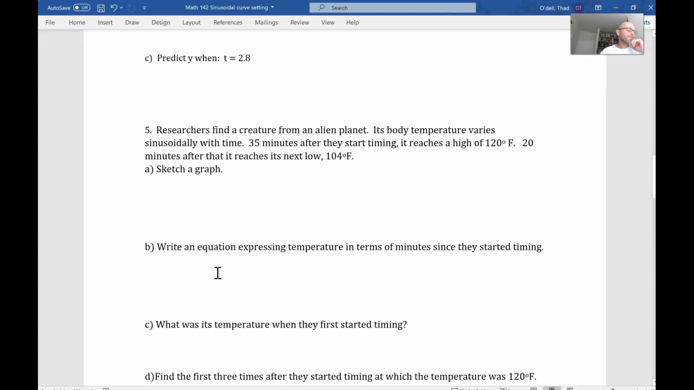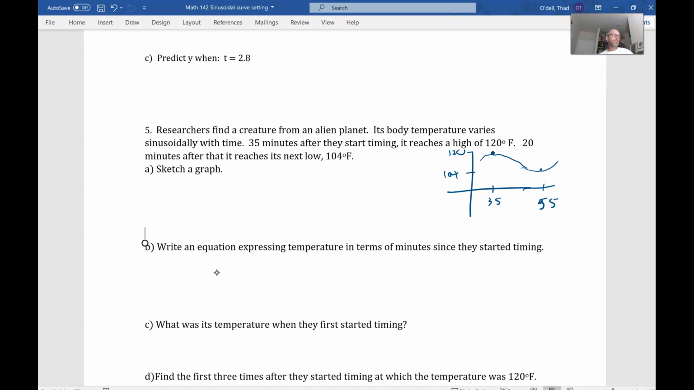Number 5 says, researchers find a creature from an alien planet. Its body temperatures vary sinusoidally with time. 35 minutes after they start timing, it reaches a high of 120 degrees. Okay, so if we draw a quick sketch of that, at 35, it's up here at 120. 20 minutes after that, so that'd be out here at 55, it reaches its next low. So that would be there at 104. So we get a picture of what this thing looks like.